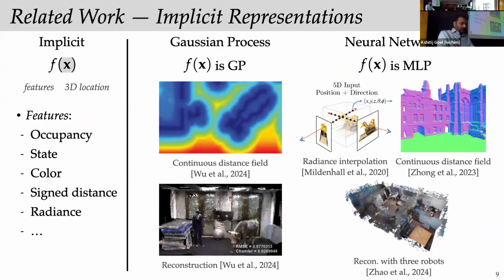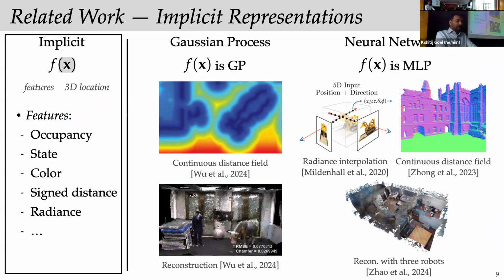Towards addressing the limitations of explicit methods, implicit representations were developed. In this case, the model is a function as opposed to a set of 3D locations. The function can provide values of features like occupancy, color, signed distance, radiance, and so forth in continuous space as opposed to discrete space. Gaussian processes and neural networks are two primary types of implicit representations that have been explored for robotics applications.